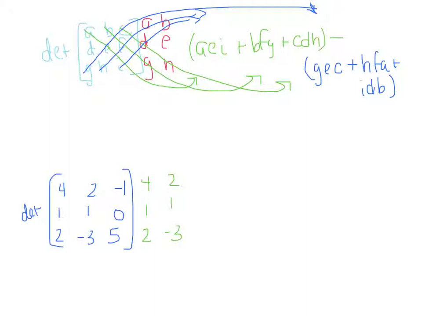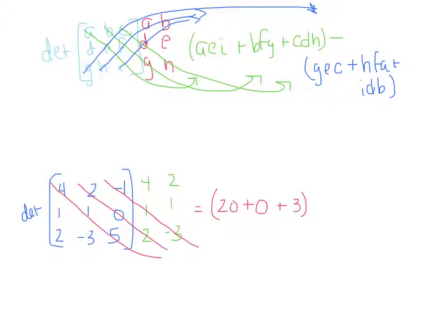And so to multiply, we're coming down first. So 4 times 1 times 5. We could go ahead and just say that is 20. Plus 2 times 0 times 2. Well, anything times 0 is 0. Plus negative 1 times negative 3 is going to be a positive 3.